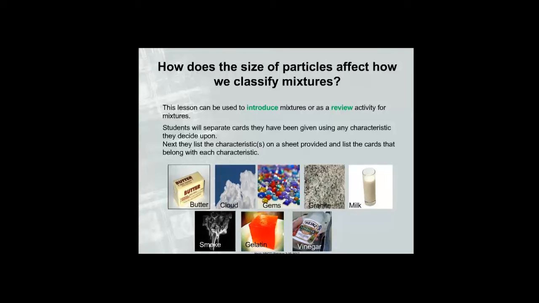The students will get a lot of cards. And these are just examples of the cards. But they get a lot of cards. I think there's about 15 or 20 in the set. And they have to decide on how they want to separate them. They can use any characteristic that they want, but they need to come up with a list of the characteristics on a sheet of paper and then list the cards that belong with each of these characteristics.